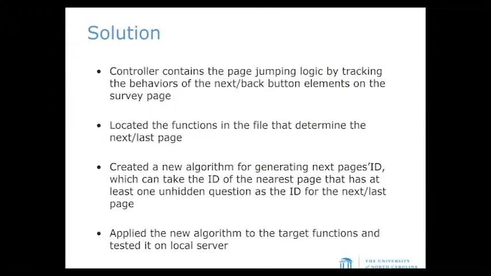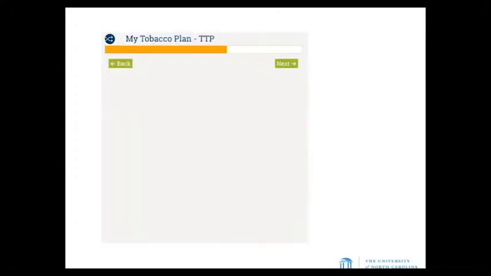So I created a new algorithm for generating the next page's ID, which takes the ID of the nearest page that has at least one unhidden question. So a blank page with no question on it will not be shown, and will not be assigned an ID. Lastly, I applied the new algorithm to the target functions and tested it on the new local server. So this page will no longer be shown.